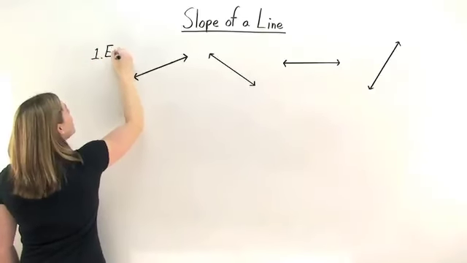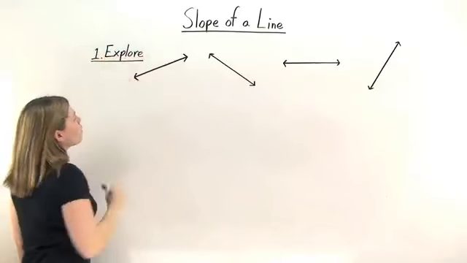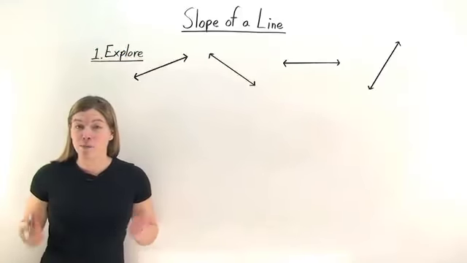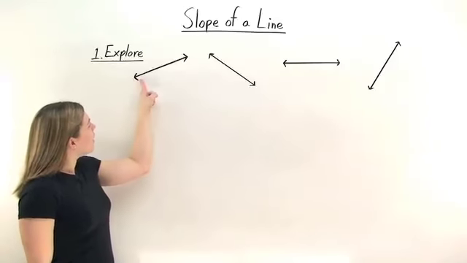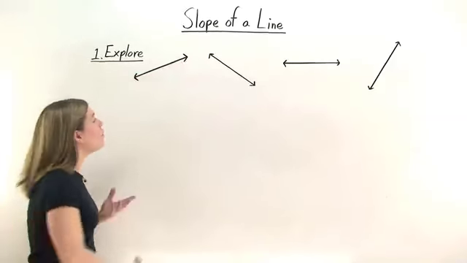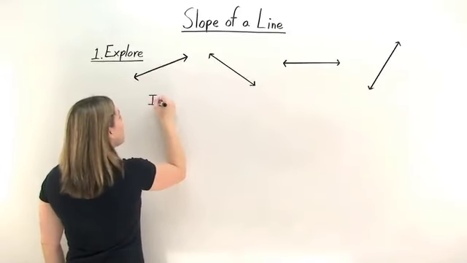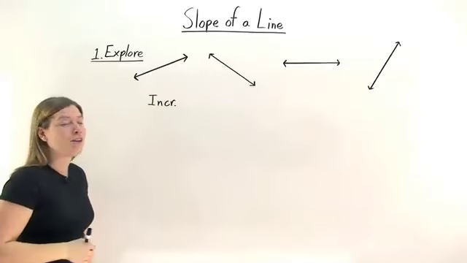Let's say that each one of these lines represents the amount of money in a bank account over time. Which account would you want to be yours? Well, let's take a look at each line and see. How about this first line? Well, here we can see that this line is going up. So that means that the amount of money in this bank account is increasing over time. That would be a good bank account to have.